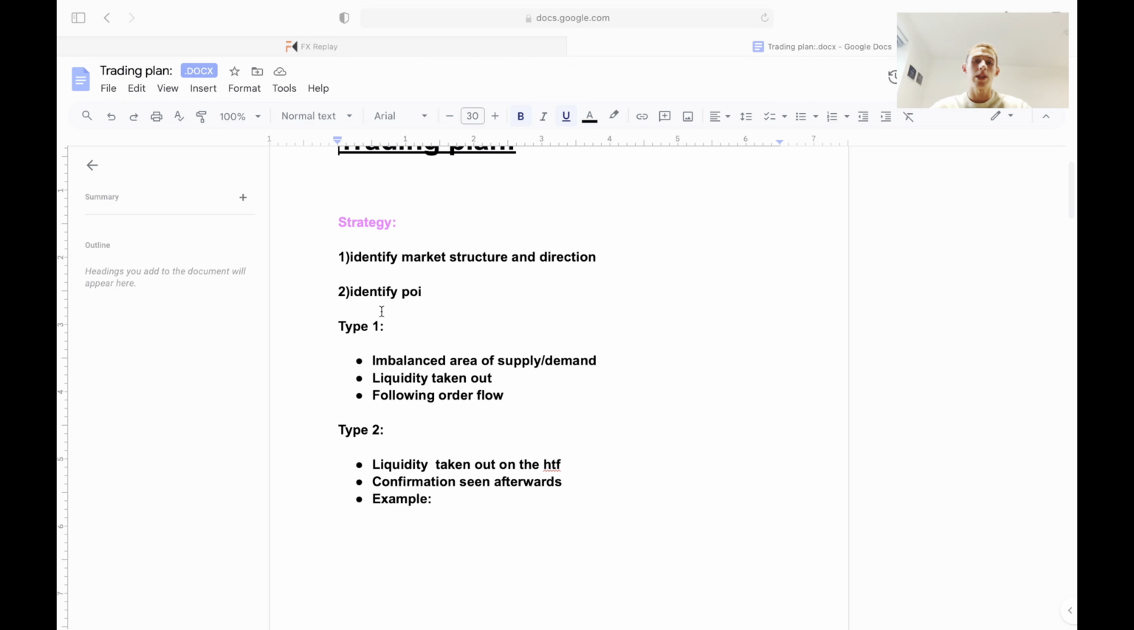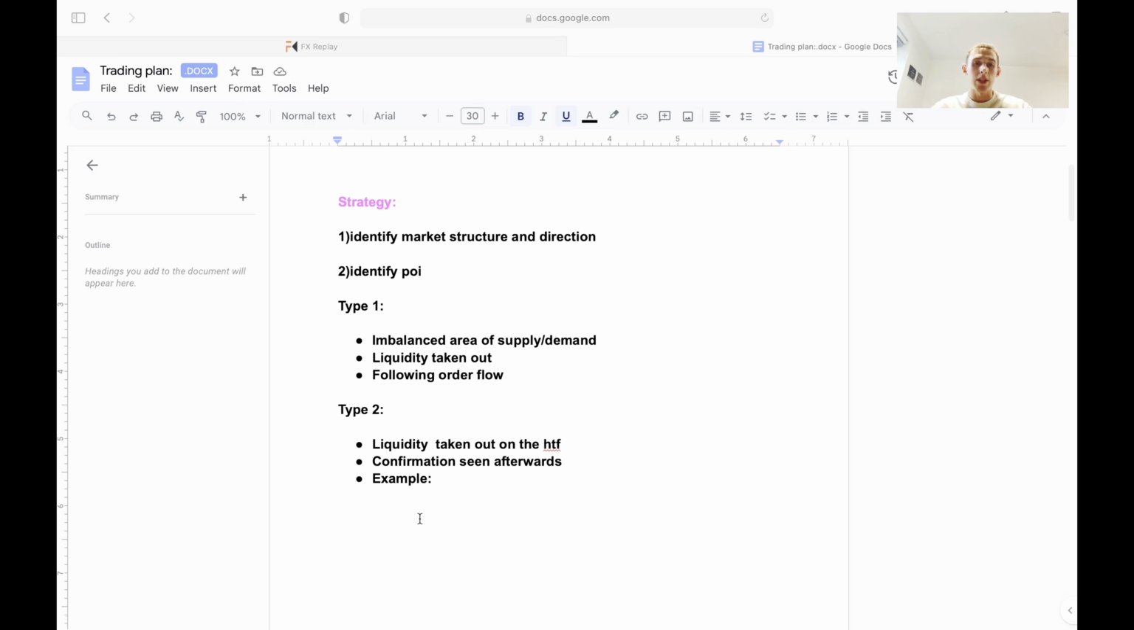The first type is going to be an imbalanced area of supply and demand, and for this to become a valid level of supply and demand, we also have to see some liquidity taken out of the market following the order flow. So if price is in an uptrend, we don't want to be looking left at supply zones to sell from. The type 2 is simply a higher time frame liquidity pool, and once that area is wicked out, we want to be seeing that confirmation afterwards.